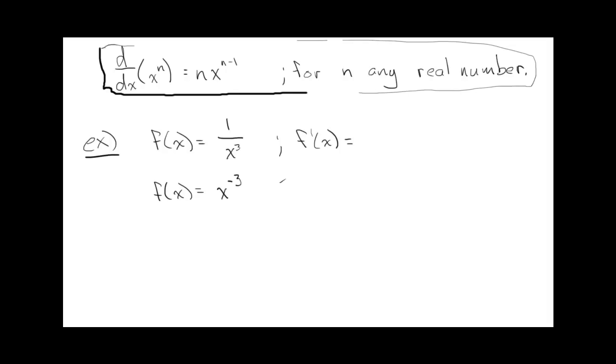So the same rule is going to apply. The exponent will become a coefficient, so negative 3 x to the power of, and then this will decrease by 1. So 1 less than negative 3 is negative 4. So it's that, and then oftentimes you'll write that as negative 3 over x to the 4, so with a positive exponent.